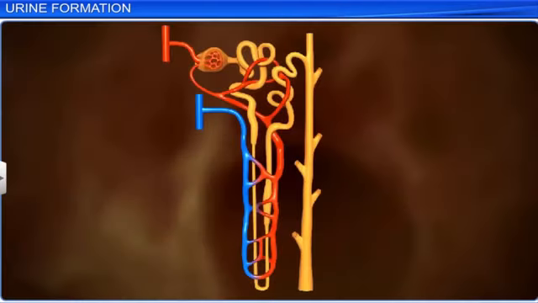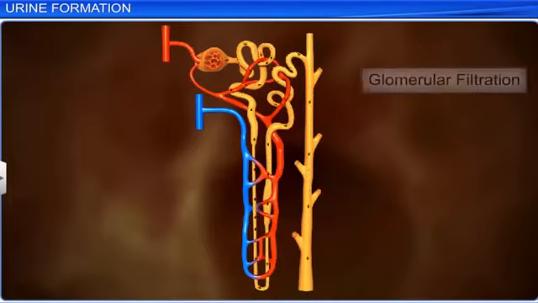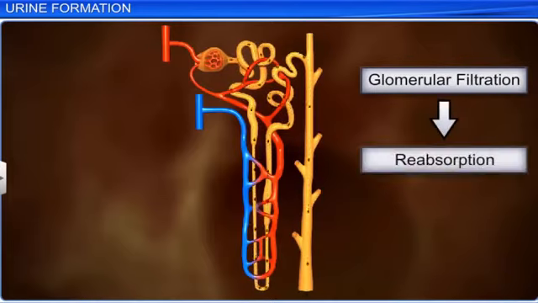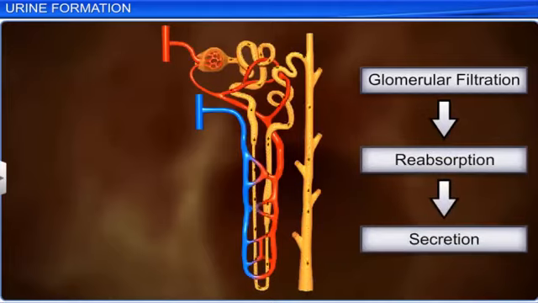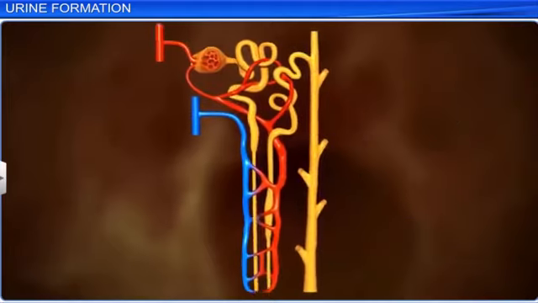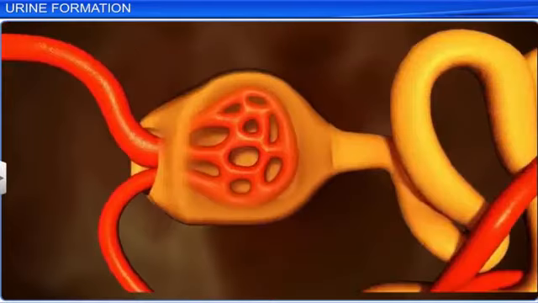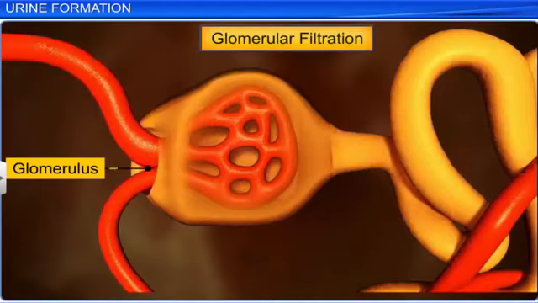Each kidney contains about 1 million nephrons, which are the basic functional units of the kidney, and help in urine formation. Urine formation involves 3 major processes, namely glomerular filtration or ultrafiltration, reabsorption, and secretion. The first step in urine formation is the filtration of blood, which takes place in the glomerulus, and hence the name glomerular filtration.